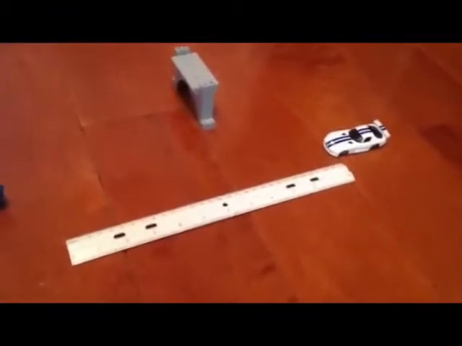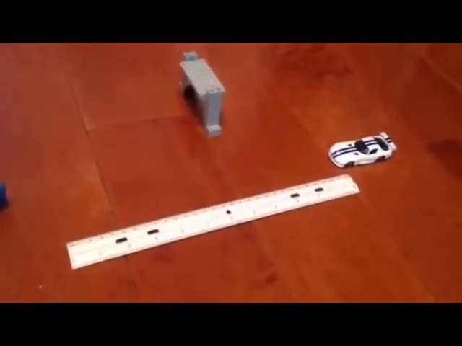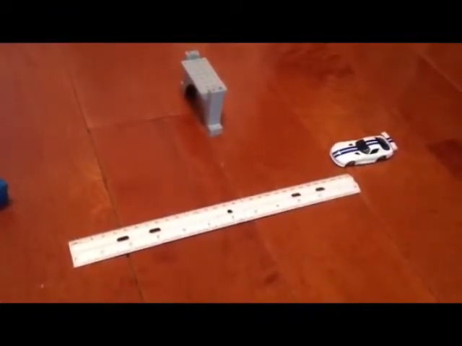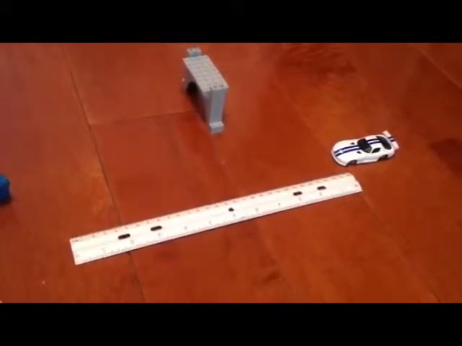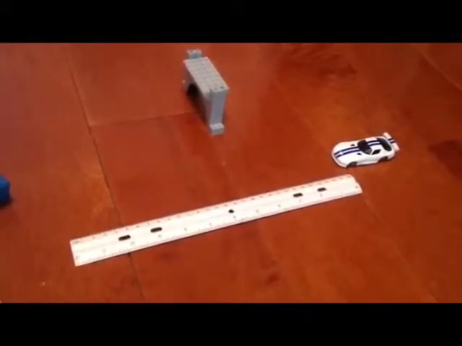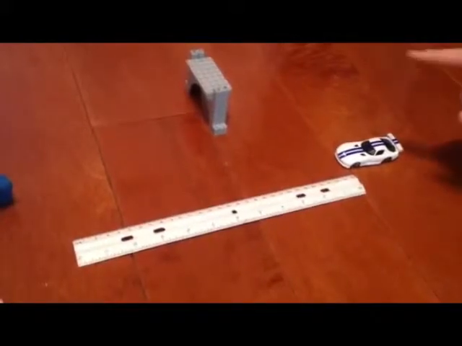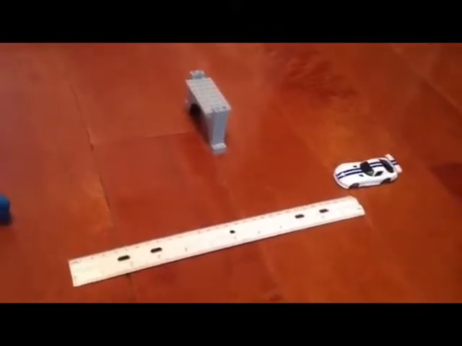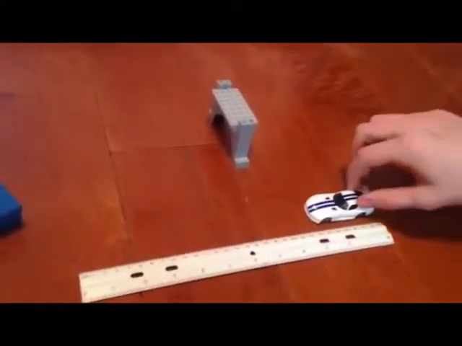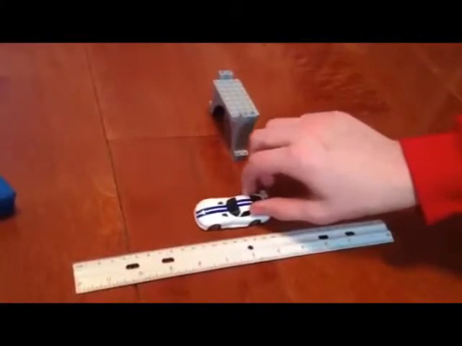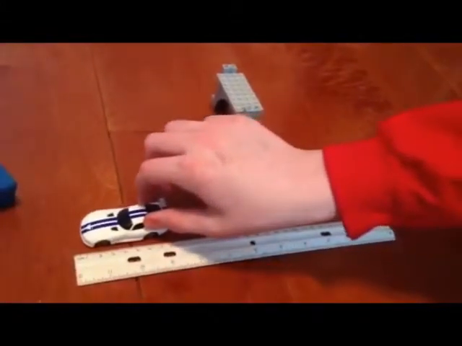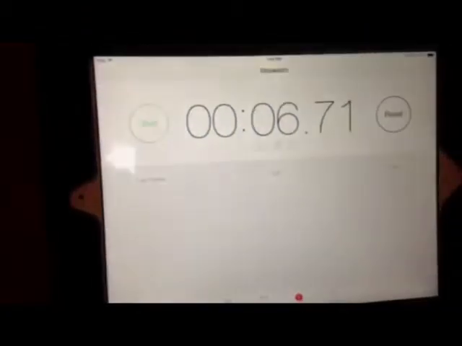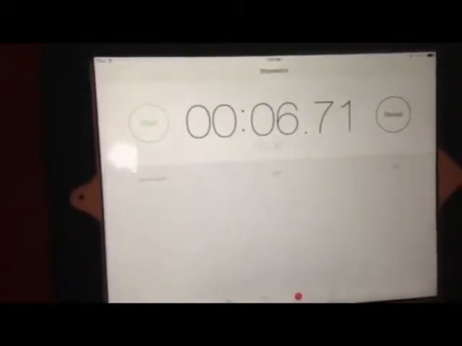So, how do you figure out the speed of an object? Well, it's very easy. Just divide the distance traveled by the time it took to travel that distance. Now, we're going to travel that car all the way to 30 centimeters. Start the clock. In this example, our car traveled 30 centimeters in 6.71 seconds. How do we calculate it?